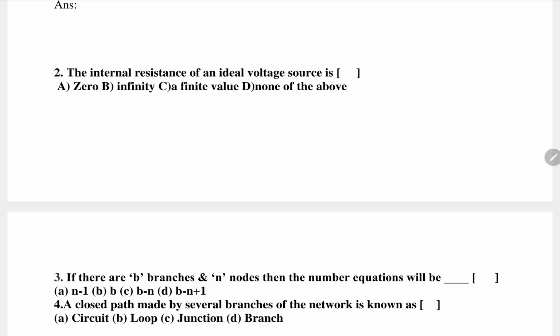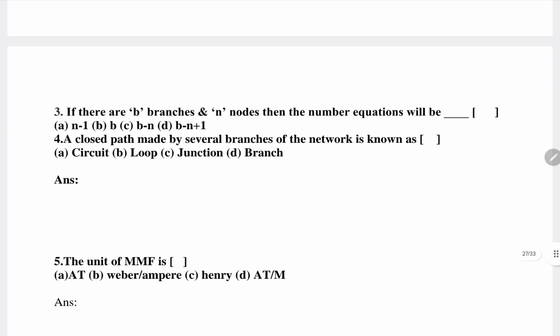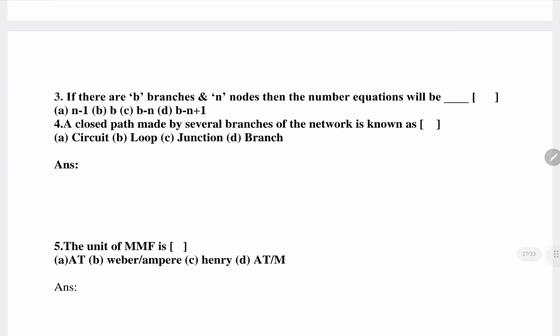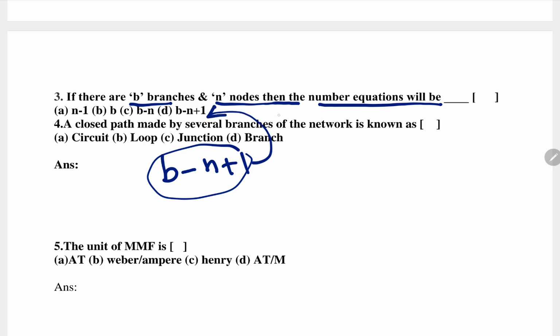Next question. Internal resistance of ideal voltage source. Just now we have discussed, internal resistance of ideal voltage source is 0. And next, if there are B branches and N nodes, then the number of equations will be. This is a standard question: branches minus nodes plus 1. So the answer is D.